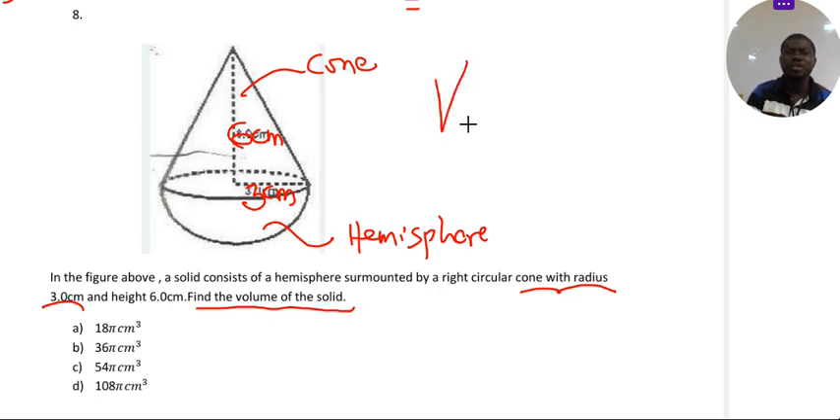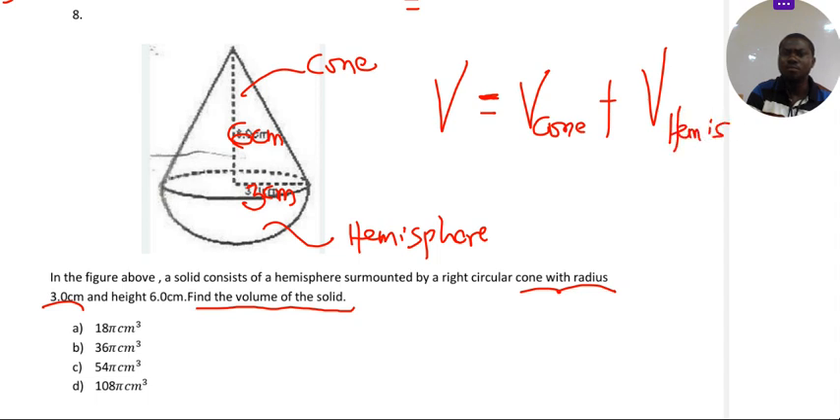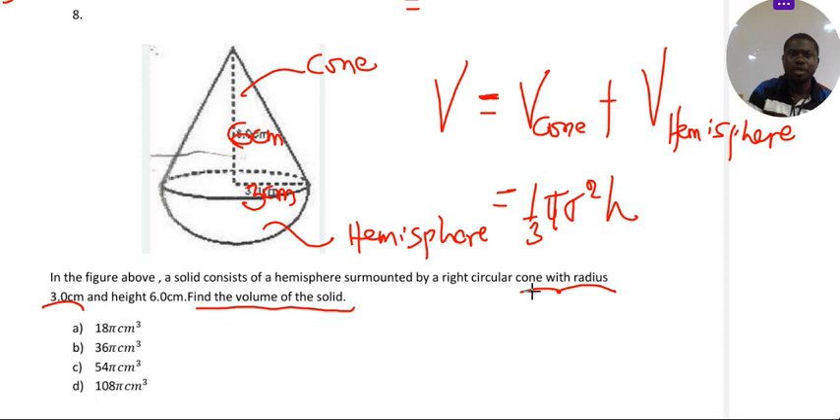Volume of a composite solid is very straightforward. It will just be the volume of all the solids involved. Just add up the two shapes, add up their volumes. That can only be done when we are calculating volume. So that's volume of cone plus volume of hemisphere. Volume of cone is 1/3 pi r squared h. Plus volume of hemisphere, which is half the volume of a sphere, that's 2/3 pi r cube.